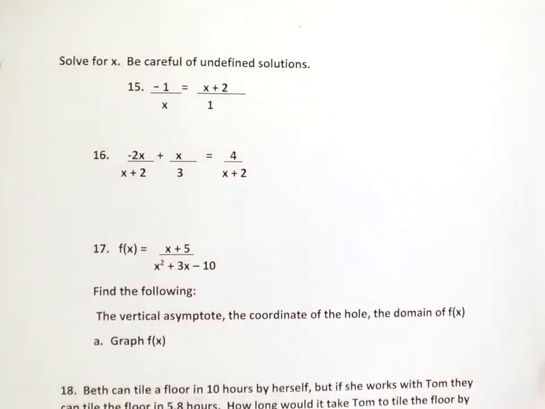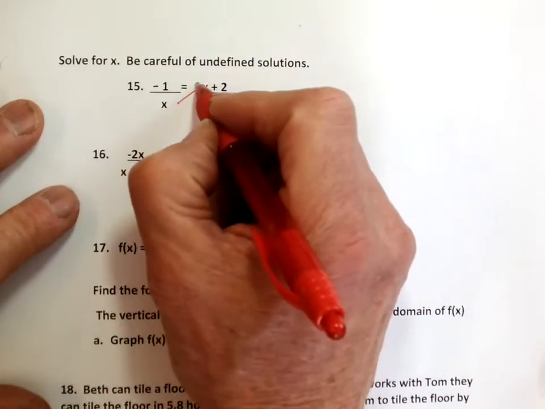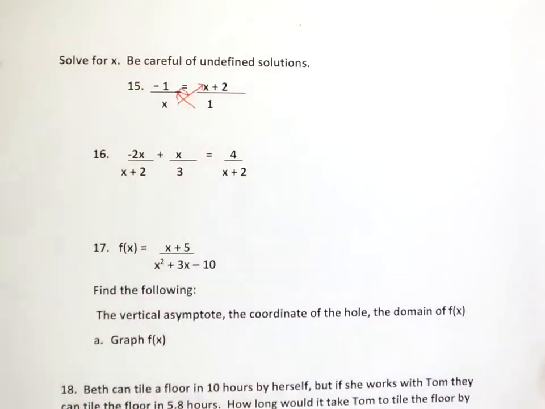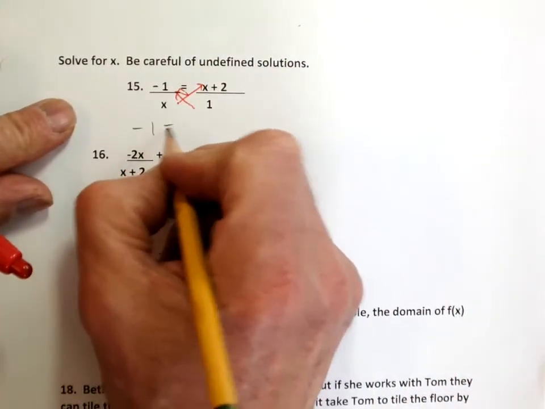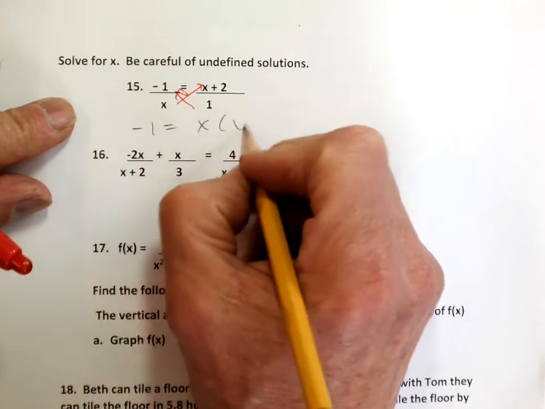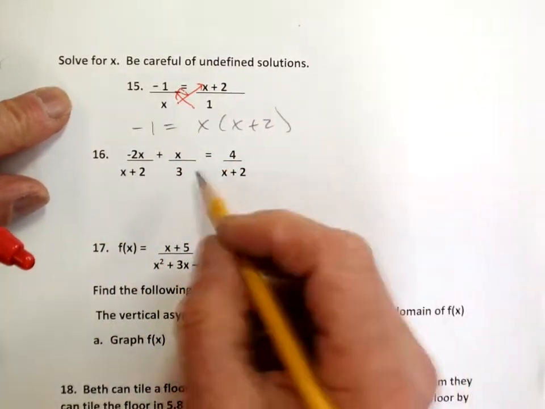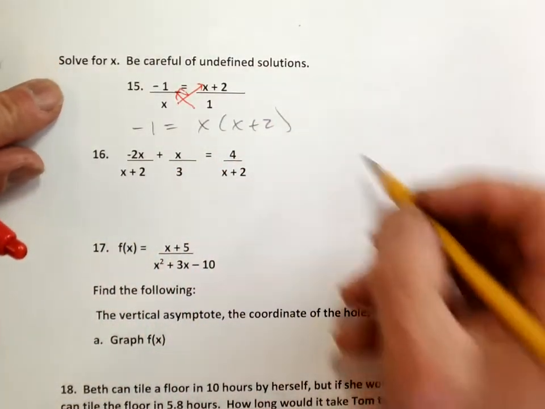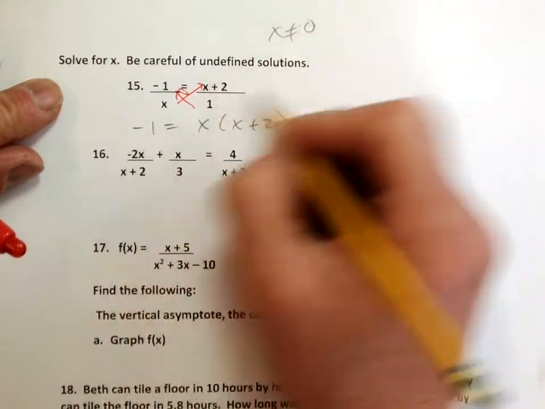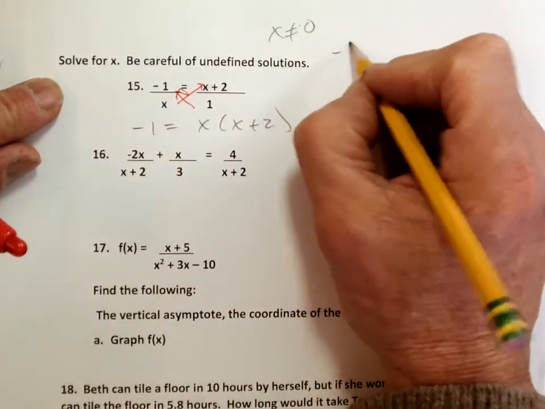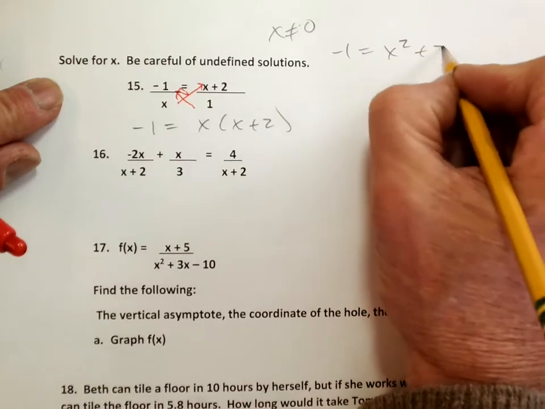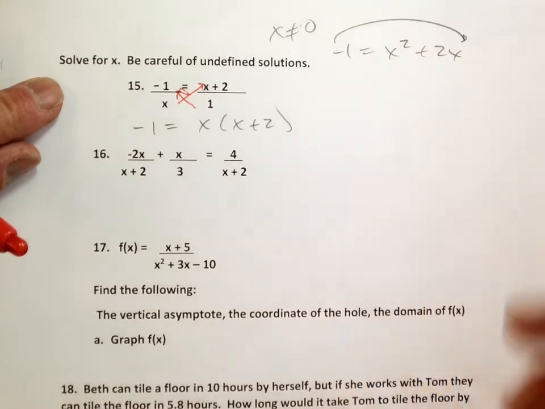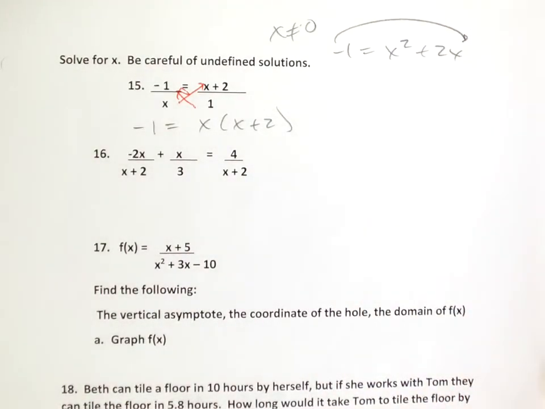Because I got a fraction equal to a fraction, so I'm going to cross multiply. I'm going to go this times this equals this times this. You will have a negative 1 equals an x times an x plus 2. You're going to have to factor. X cannot equal 0. You're going to have a negative 1 equals x squared plus 2x. Bring over the 1, factor, and you'll get negative 1 as an answer, okay?